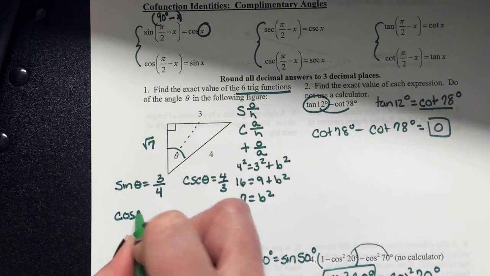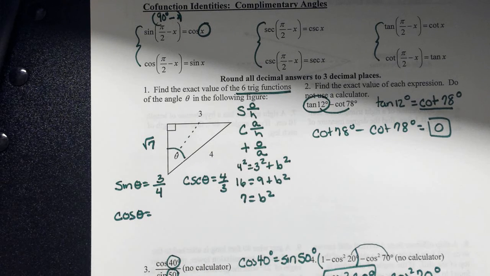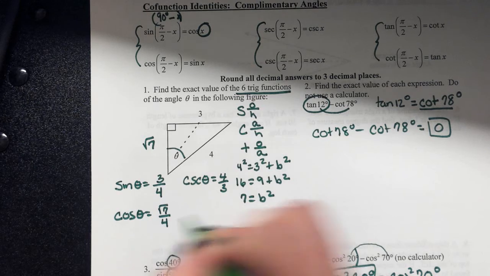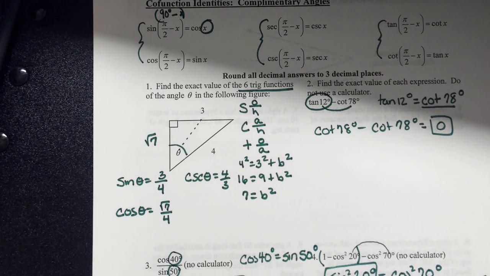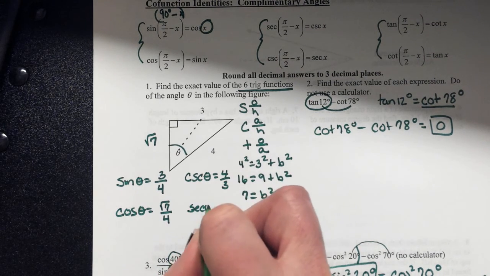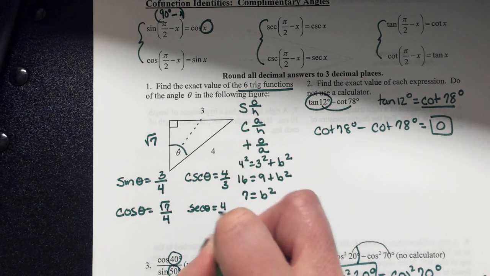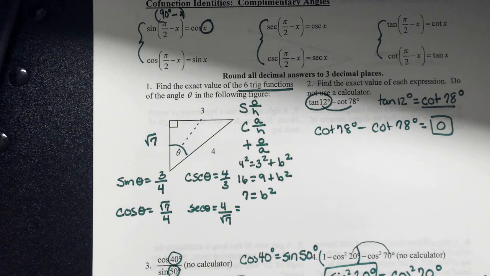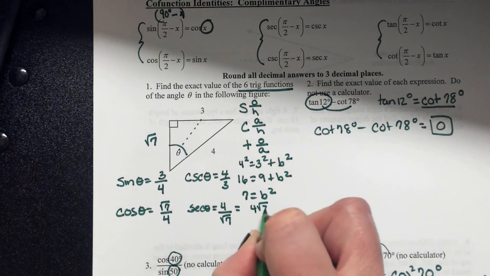Cosine represents what side? What's the cosine going to be? Adjacent over hypotenuse. That's going to be the square root of 7 over 4. Secant of theta is the reciprocal, which is 4 over square root 7. When I rationalize that, that's going to turn out to be what? 4 square root 7 over 7.